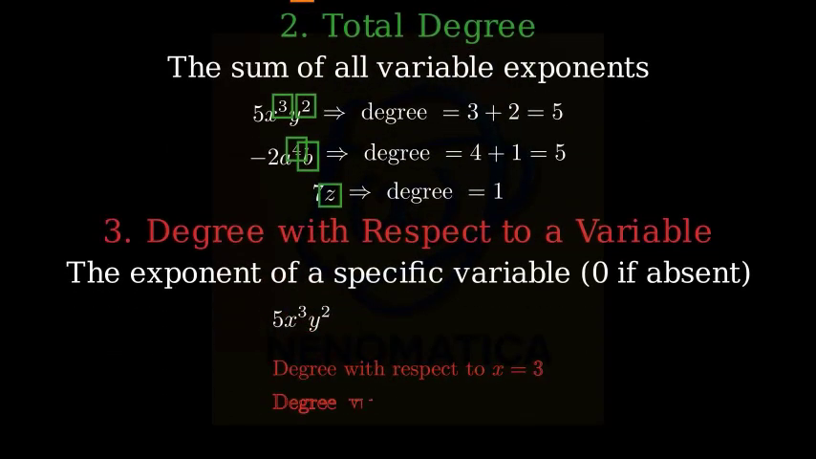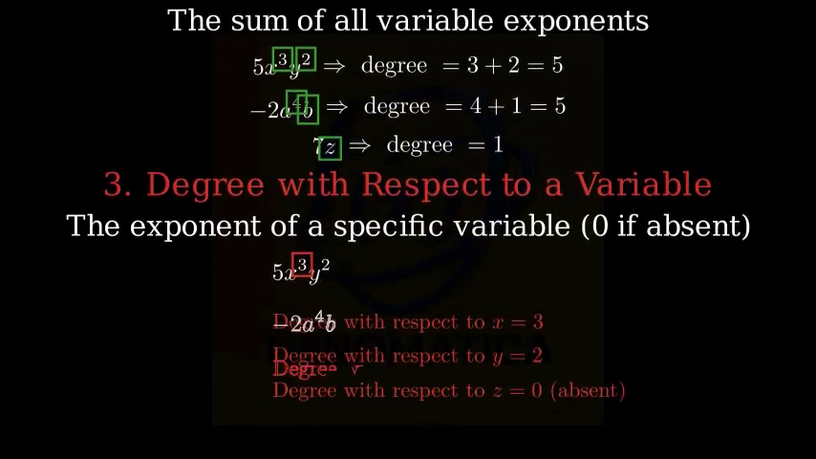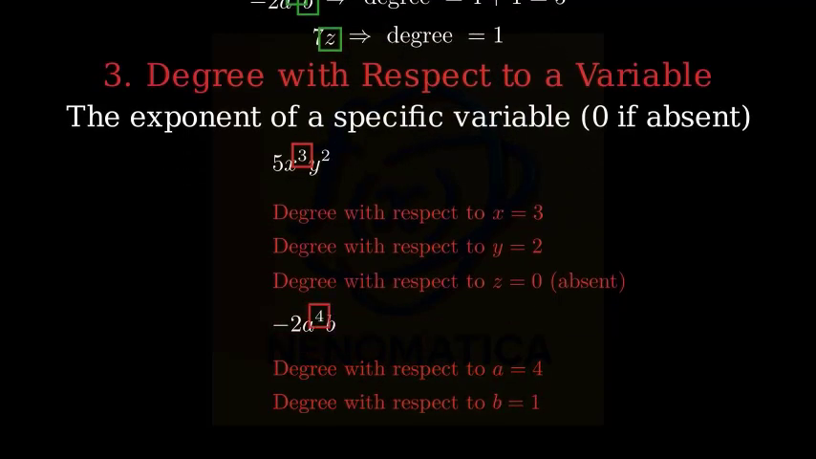In 5x cubed y squared, the degree with respect to x is 3, and the degree with respect to y is 2. The degree with respect to z is 0, since z doesn't appear in this monomial. In negative 2a to the fourth power b, the degree with respect to a is 4, and the degree with respect to b is 1. Let's try a more complex example.